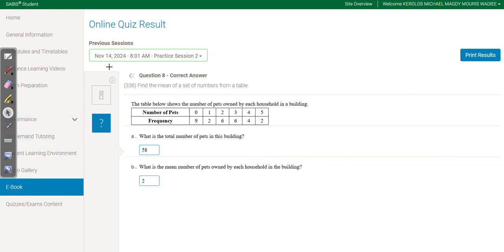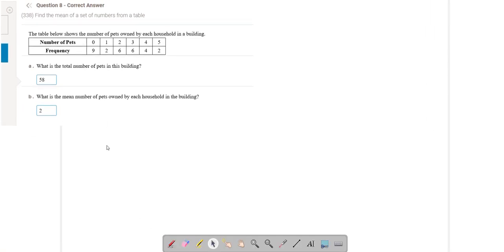Okay, last question, question 8. Here they want the total number of pets in the building. How do you find the total number of pets? The total number of pets is the same thing as xi times fi. Why is it the same as that? Imagine you have 9 people in the building that have 0, and 2 people that have 1, and 6 that have 2, and 6 that have 3. How do you find the total number? You just multiply each and every single one.